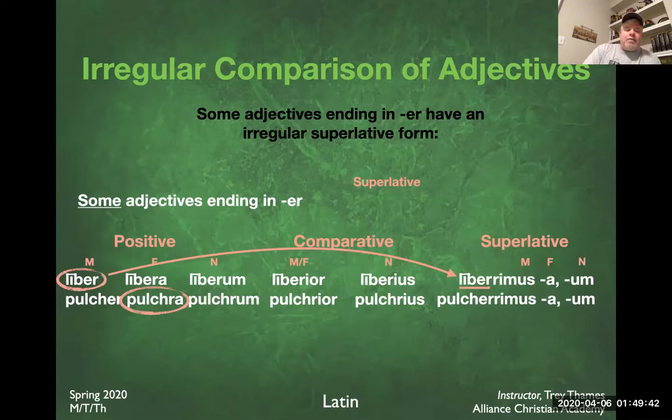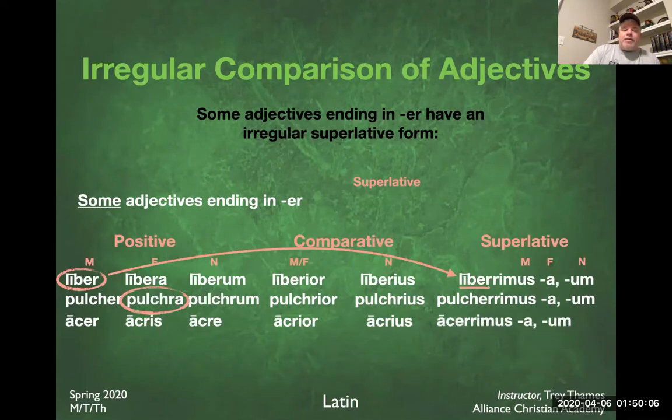Let's look at one more example here. Remember this word here, acer, acris, acre, right? Again, notice the masculine has an E, but the feminine and neuter do not. So in the comparative, you use the feminine form for the stem. So it's acrior, acrius. But in the superlative, you go back to the masculine. So it's going to be A-C-E-R, acer, rimus, acerrimus.